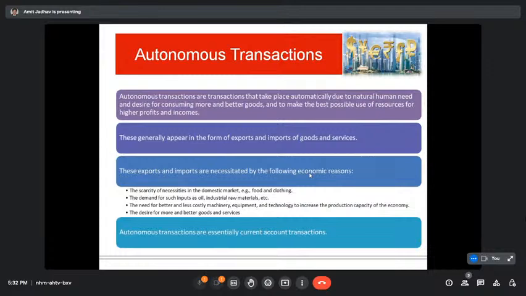So autonomous transactions are essential in a current account transaction. Basically, autonomous transaction is quite important in a current account transaction, and that transaction takes place because of these four things we discussed. First, we have the necessities or scarcity in the market. Second, we have the demand for raw materials and oil. Afterwards, we have better quality and low-cost machines, equipment, and technology, and similarly, the desire for better goods and services. So autonomous transactions are basically current account transactions.